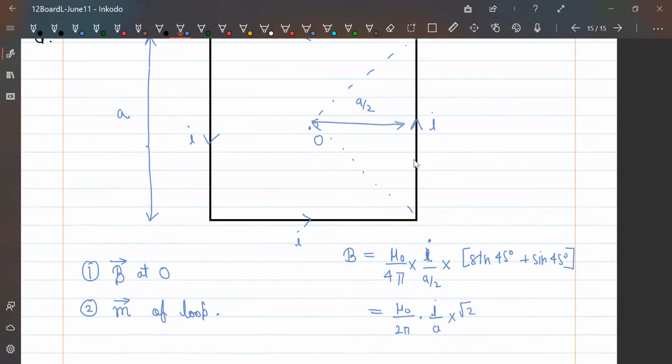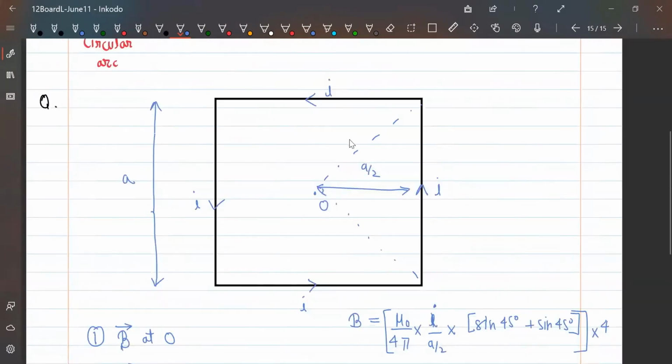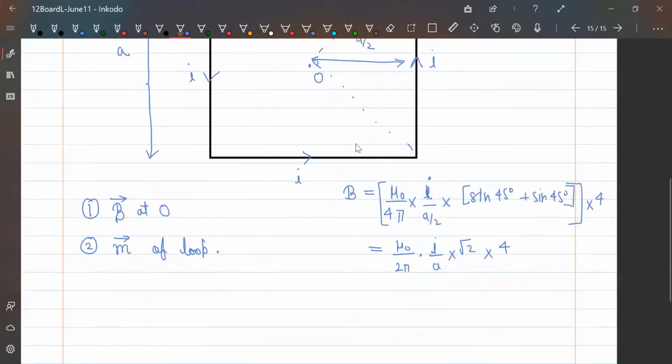Also, all of them will be giving magnetic field out of the plane. And the net magnetic field will be this thing multiplied by 4, because there are 4 wires, all of them giving magnetic field in the same direction. So this will be 2 root 2 mu naught I by pi a.